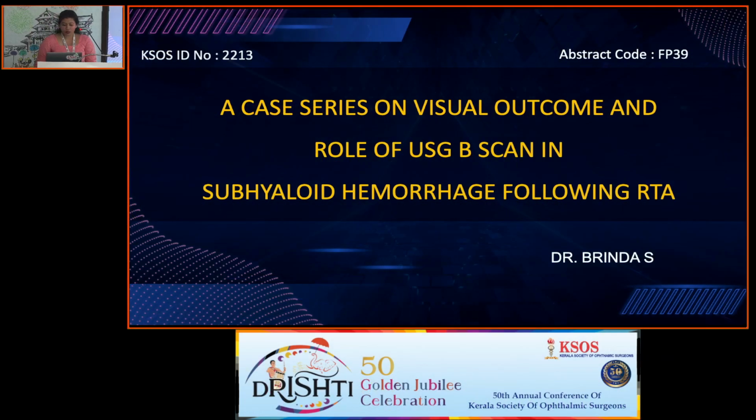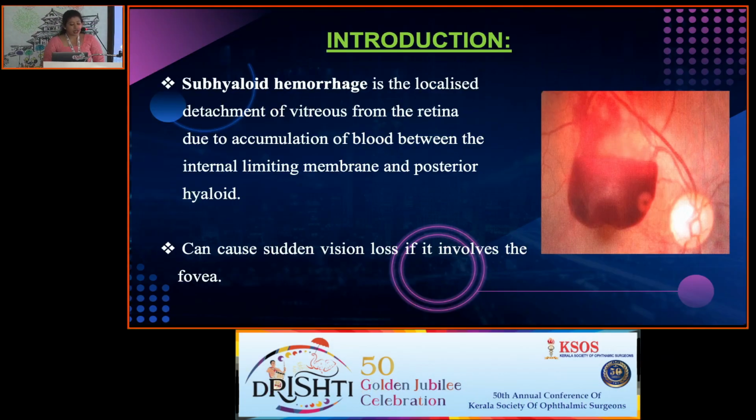I'm here to present a case series on visual outcome and role of USG scan in subhyaloid hemorrhage following RTA. Subhyaloid hemorrhage is a localized detachment of vitreous from the retina due to accumulation of blood between the internal limiting membrane and the posterior hyaloid. It can cause a sudden vision loss if it involves the fovea.